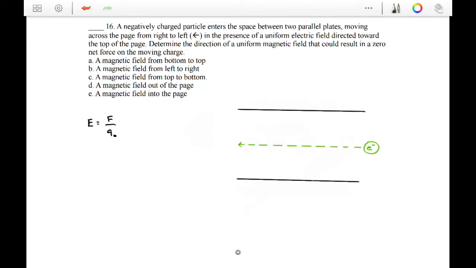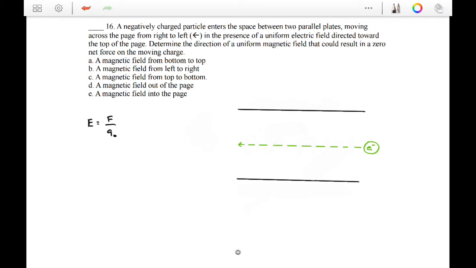Question 16 reads, a negatively charged particle enters the space between two parallel plates, moving across the page from right to left in the presence of a uniform electric field directed towards the top of the page. Determine the direction of a uniform magnetic field that could result in a zero net force on the moving charge. So I've drawn the scenario below.